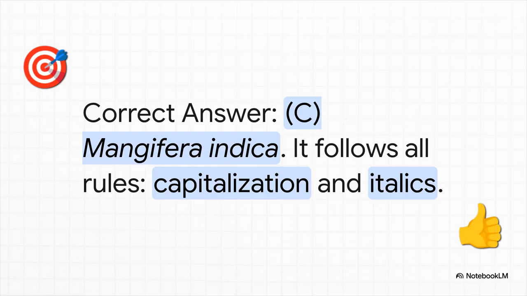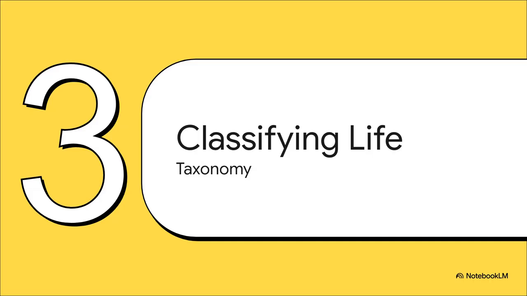It's italicized, the genus starts with a capital, and the species starts with a lowercase letter. A has the wrong capitals, B capitalizes both words, and D isn't in italics. See, you have to be a detective and check every single rule. Awesome. So we've cracked the code on naming.